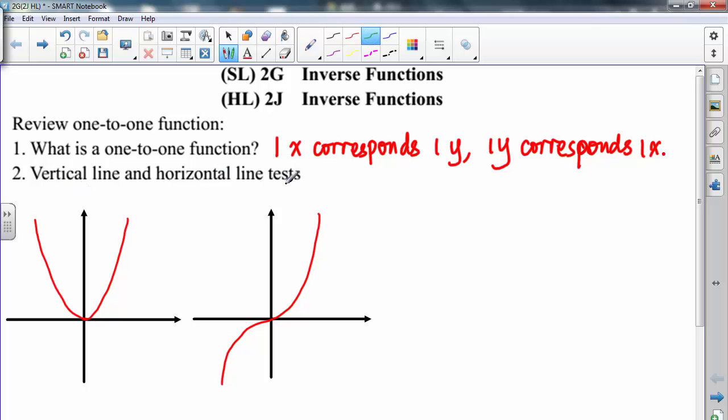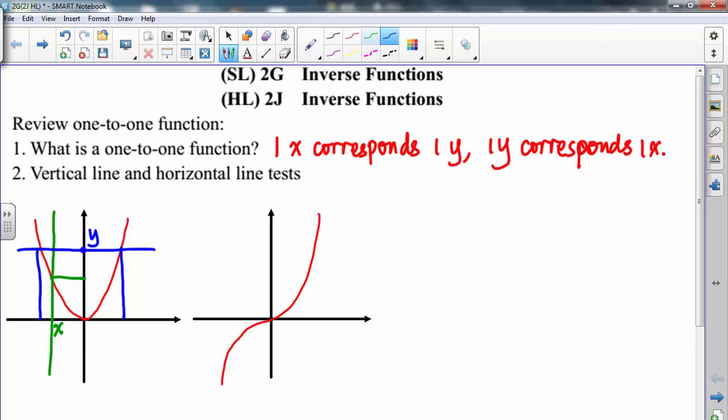Vertical line and horizontal line tests. So we know this is the vertical line. From this green line, we can see for this function, one x has one y value. If I draw the horizontal line, I will find one y corresponds to multiple x values. So we know this one is not a one-to-one function.